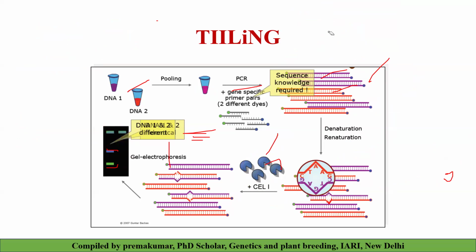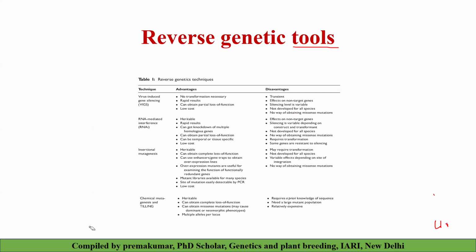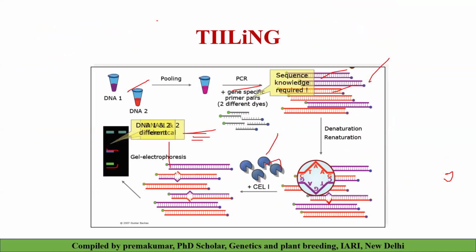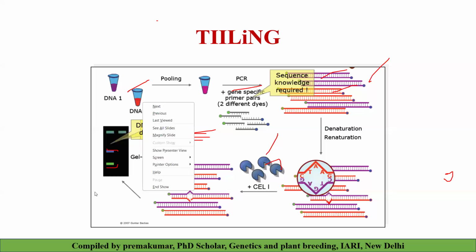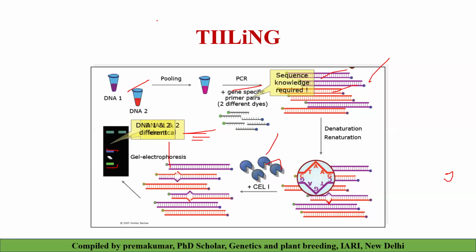Sir, after gel electrophoresis, will we sequence that? Nowadays we can sequence. But in a normal gel we can't detect the exact base pair location of the mutation. Nowadays, without this, we can just sequence so that we get which nucleotide is there.